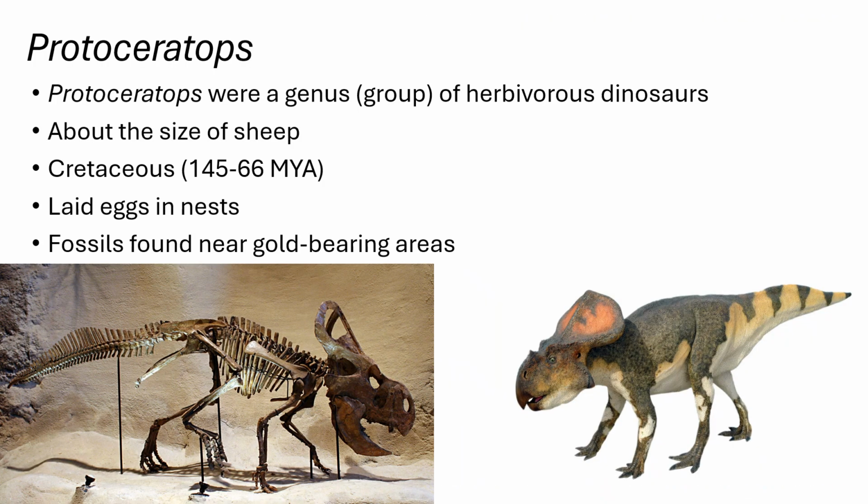And you would have noticed and gone, this looks much more like a dinosaur skull. And it is. It's from a type of dinosaur called Protoceratops. They were herbivores, and we could see those teeth that were made for grinding there. They're four-legged, about the size of a sheep. They laid eggs in nests, as did many of the dinosaurs, and their fossils were found near gold-bearing areas.